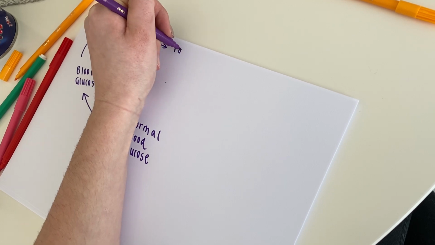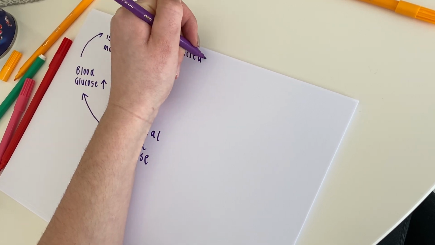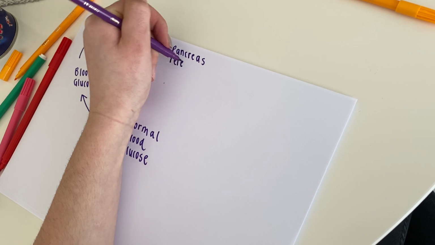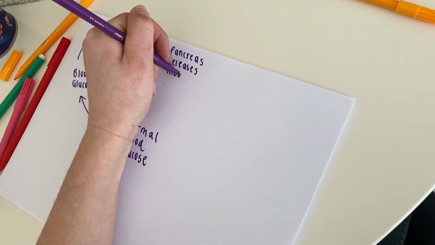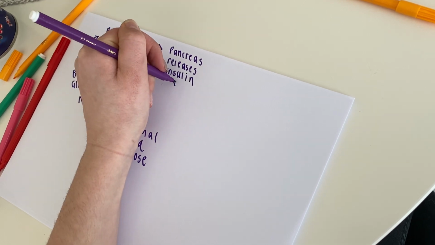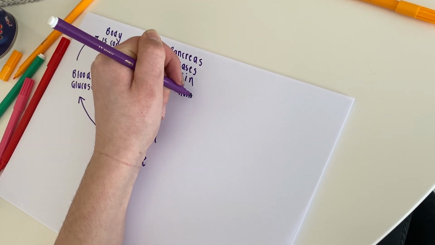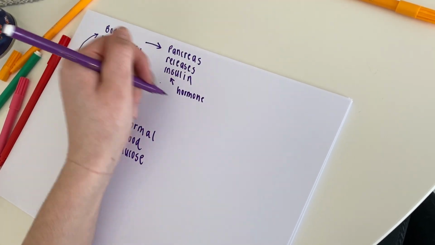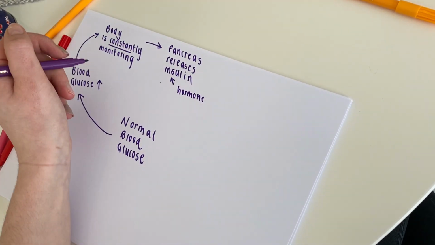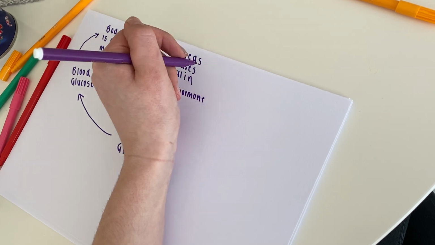So the pancreas then releases the hormone insulin. So this is a hormone. Now, if you remember back to the last page, we know that the hormone doesn't actually work where it's released. It has to travel to the target organ. But insulin does a couple of things.